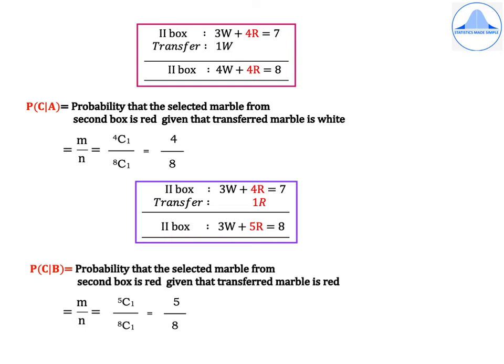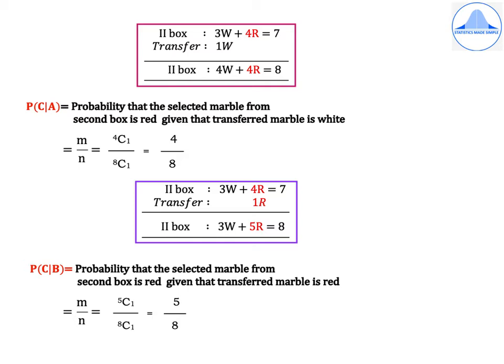Now, before explaining how to find out probability of C given A, let us look at the contents of the second box, which has 3 white and 4 red marbles, and the total number of marbles is equal to 7. Now, suppose I transfer a white marble, 1 white. So the contents in the box is going to change. So in the second box, I will have 4 white and 4 red marbles, and the total number of marbles is now 8. So 4 red I have highlighted in red color.